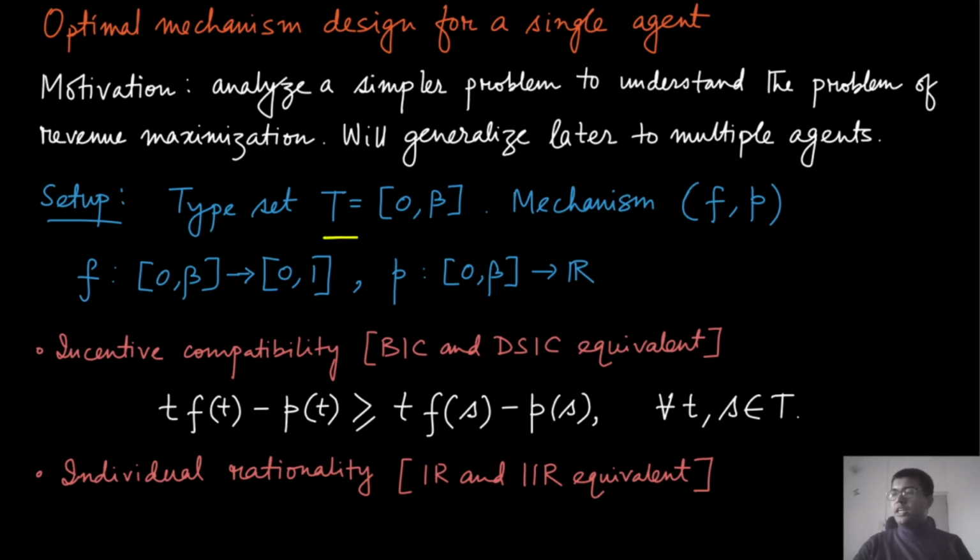We have one typeset. Now there is no subscript because there exists only one player. The typeset is the interval 0 to beta. Now we are going to consider this mechanism f comma p, and f is mapping this typeset into a probability of winning for that object, and the payment will again give a real number. So that's the setup. If f gives a number between 0 and 1, then it is assumed that with certain probability the object will not be sold.